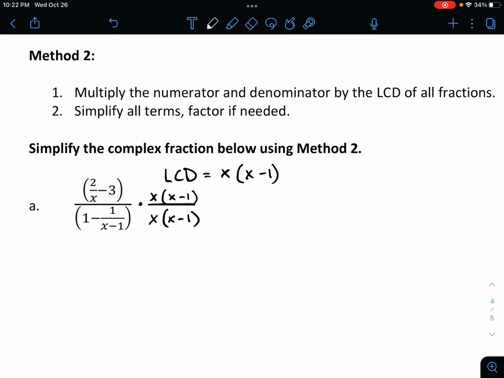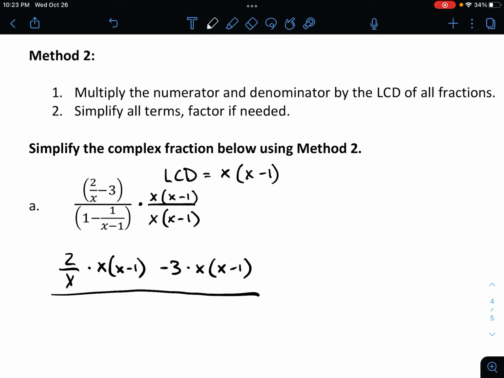So when I do this, I'm going to take the 2 over x, right? I took the 2 over x. I'm going to multiply that by x minus 1, all right? And then we see we have a minus 3. So I'm going to take the minus 3 and multiply that by x minus 1, all right?